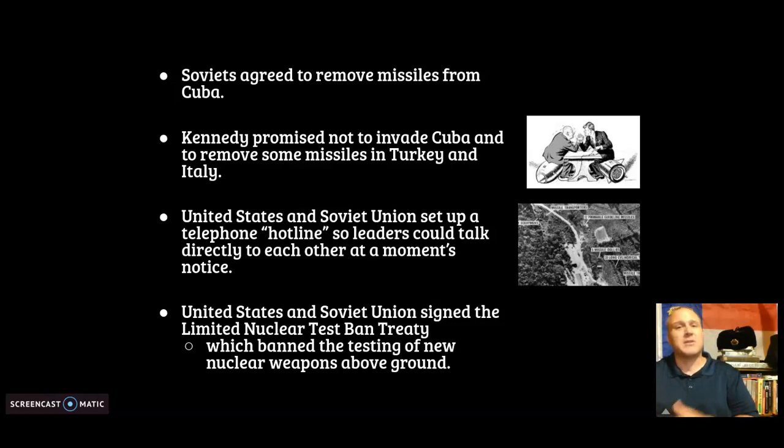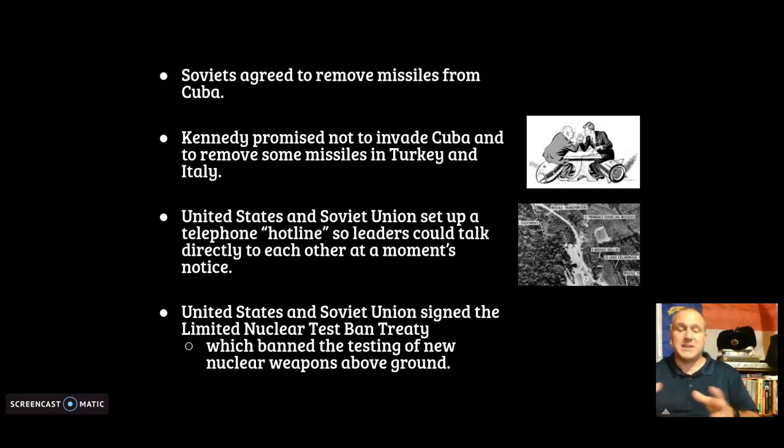So ultimately, they come to an agreement that ends the Cuban Missile Crisis. The Soviets agree to remove the missiles from Cuba. And in return, Kennedy says, all right, we're not going to invade Cuba to get rid of Fidel Castro, and we'll remove some of those missiles that we put in Turkey and Italy, which are right outside the communist Soviet Union.